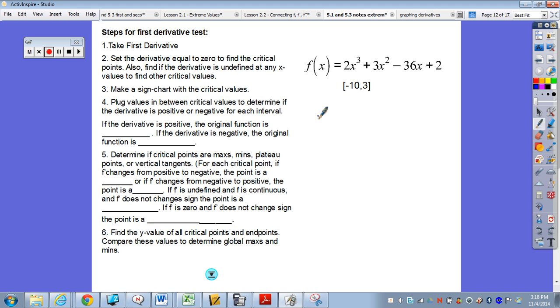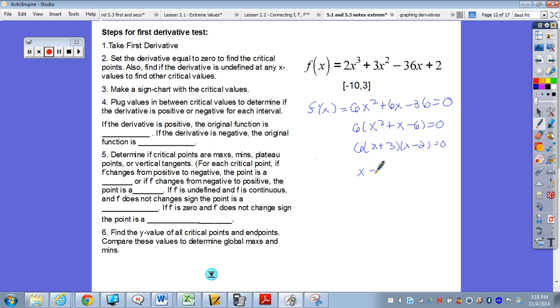So step 1 is to take the derivative. So this is my function, and I'm going to take the derivative. And I get 6x squared plus 6x minus 36. The second step is set the derivative equal to 0 to find the critical points. Also find if the derivative is undefined at any x values to find other critical points. So this is not a fraction, so it will never be undefined. But I'm going to set it equal to 0. I'm going to factor out a 6. And then I'm going to factor this, so what multiplies to negative 6 and adds up to 1, which is x plus 3 and x minus 2.